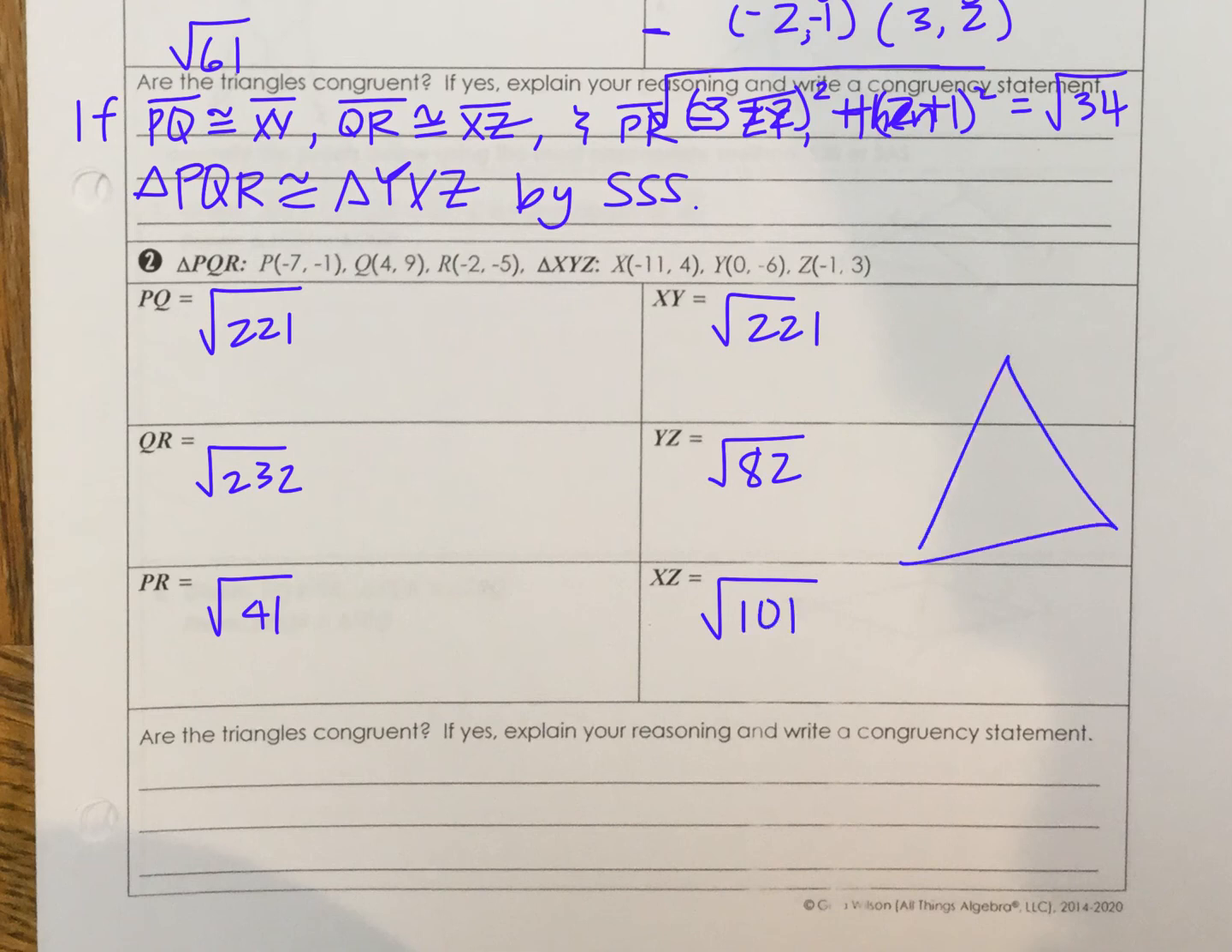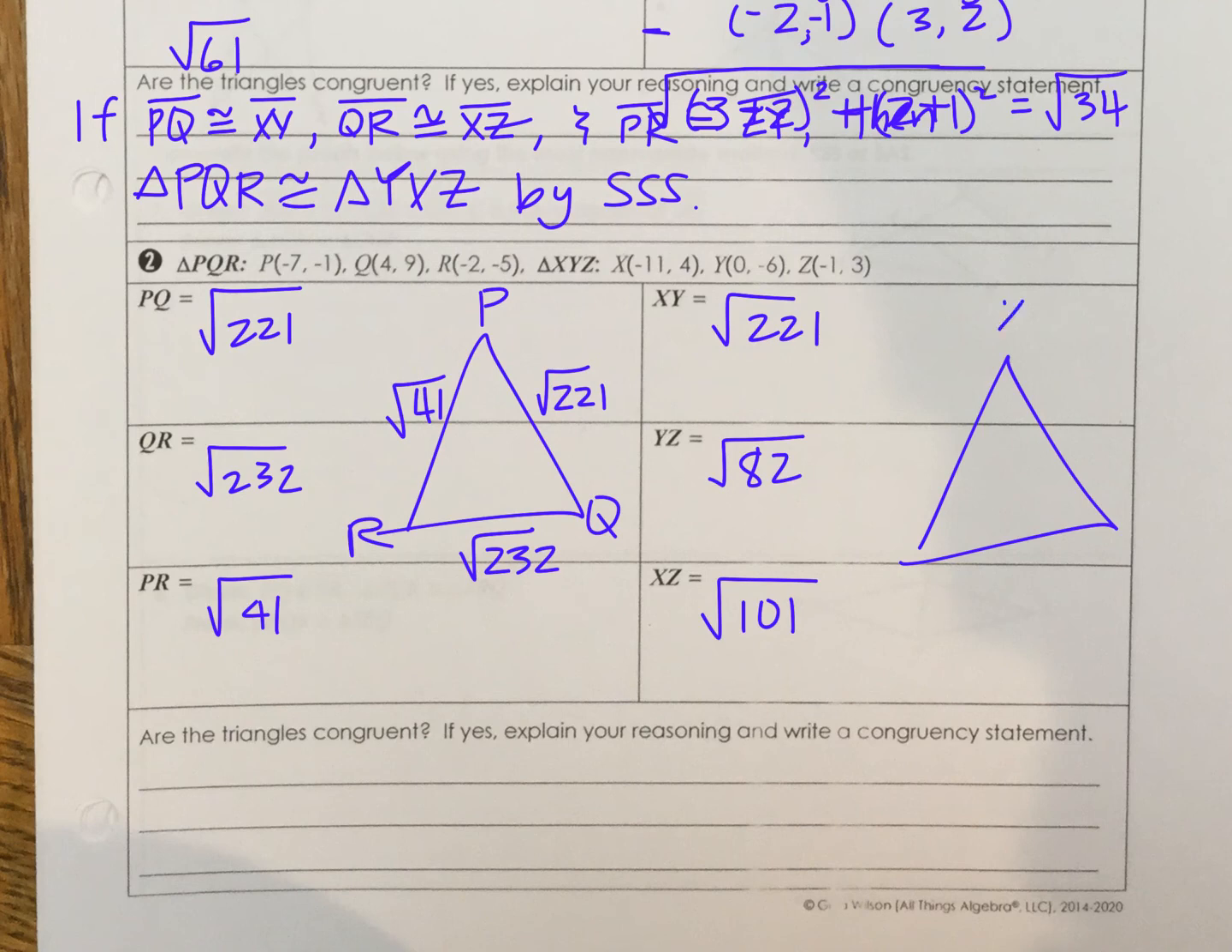So if I were to draw this triangle and this triangle, P, Q, R, I'm going to label the side lengths. All right, so I labeled the lengths that I just told you, and then we've got X, Y, Z. X to Y is 221. Z to Y is 82. And X to Z is 101.